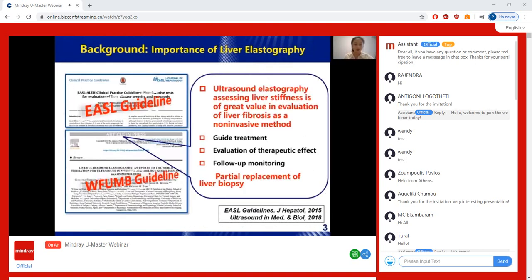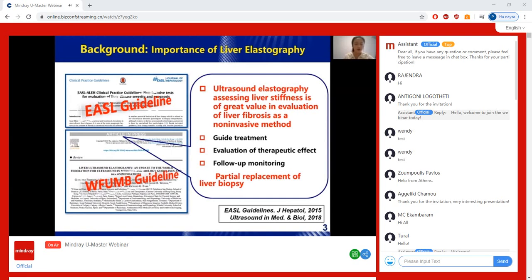The progression of chronic hepatitis B is strongly associated with the presence of liver fibrosis. Ultrasound elastography assessing liver stiffness is of great value in evaluation of liver fibrosis. It can be used to guide treatment, evaluation of therapeutic effect, and follow-up monitoring. Although liver biopsy remains the traditional reference method for assessing liver fibrosis, ultrasound elastography can be a partial replacement of it.